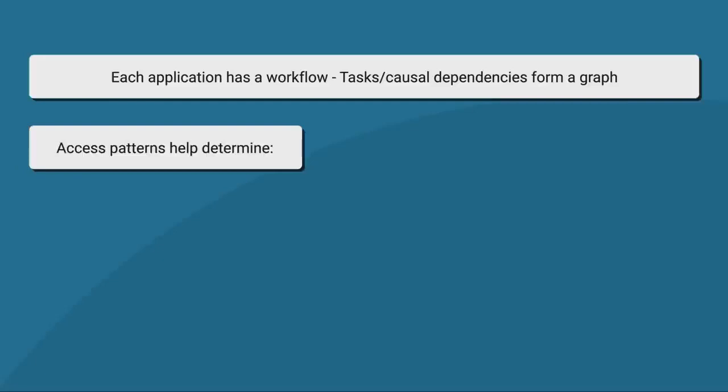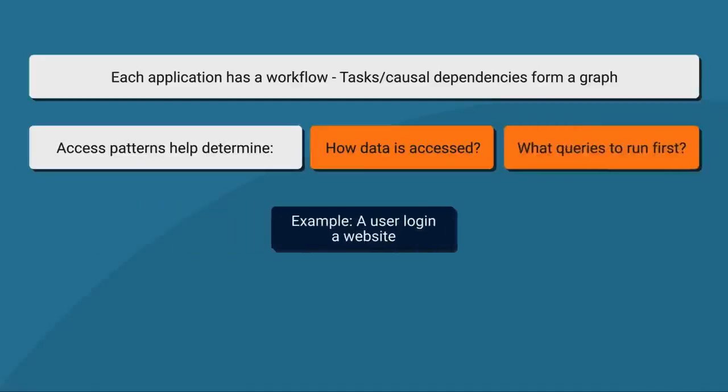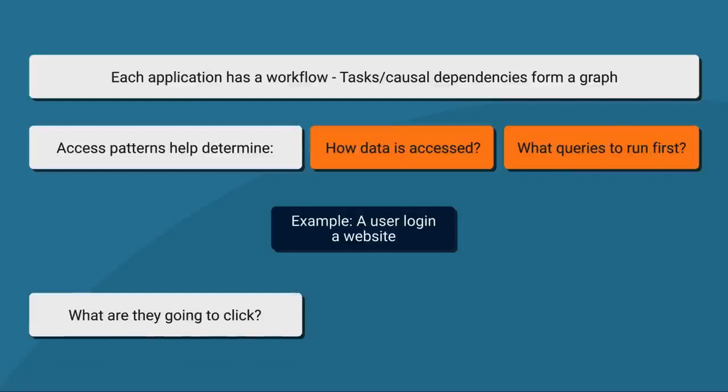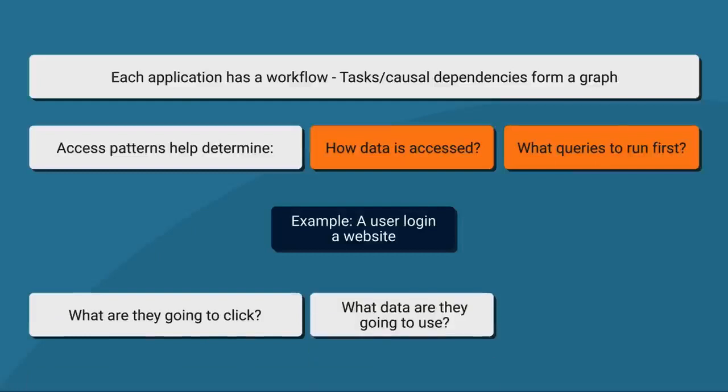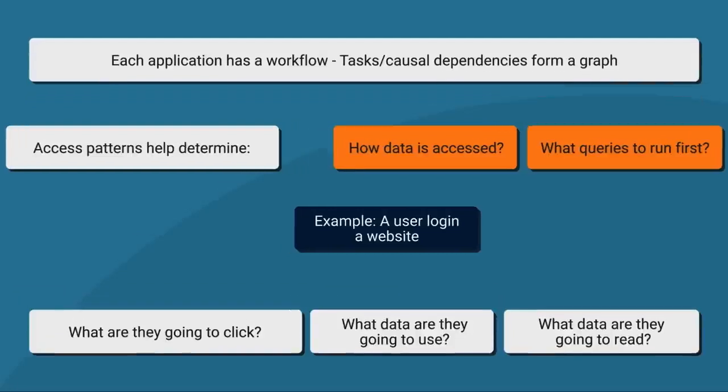Every application has a particular workflow. Access patterns help us to determine how the data is accessed. We also get to know what queries to run first. For example, when a user logs into a website, what are they going to click? What data are they going to use? What data are they going to read? How will a user go through a website application?